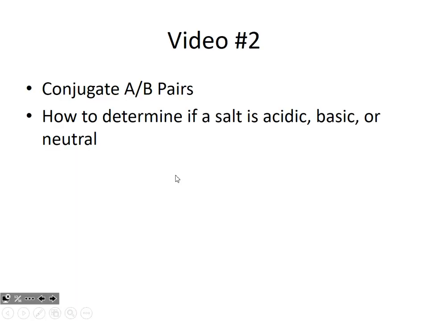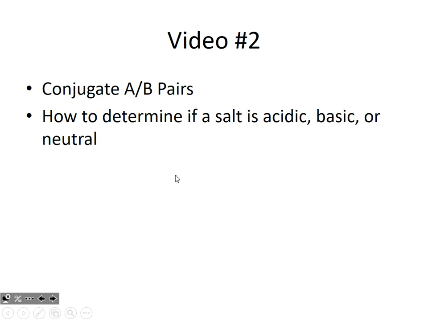This is video number 2 in our acid-base unit, and this is a pretty hefty video. This is a real important one, so I hope you are paying attention. We're going to talk about conjugate acid-base pairs. What are they, and how can we figure them out? And how can you tell if a salt, an ionic compound, is acidic, basic, or neutral?